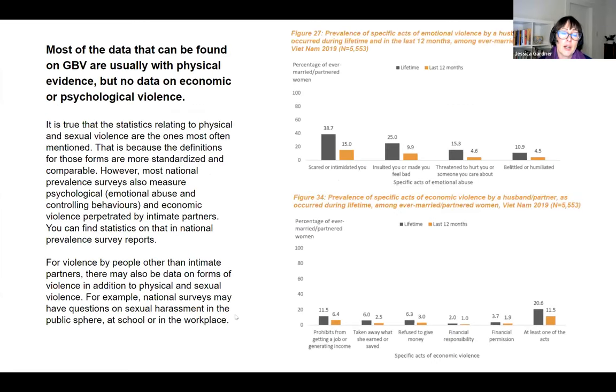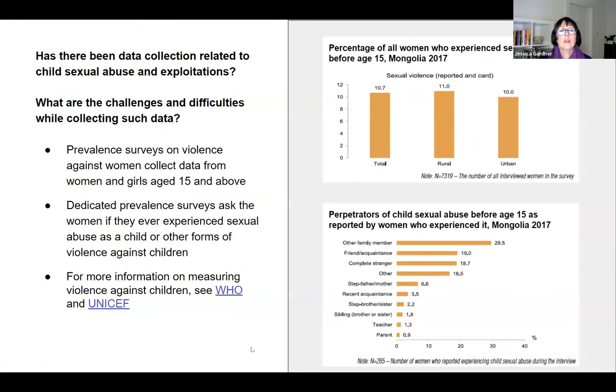Somebody observed that most of the data we were talking about yesterday was around physical or sexual violence, but not a lot about economic or psychological violence. I wanted to emphasize that in the prevalence surveys, those forms of violence are also measured, as well as controlling behaviors. We often end up talking about physical and or sexual violence because the standards and definitions around those forms of violence are a bit more robust and comparable across countries. But the other forms of violence are incredibly important to understand people's experiences. So there are data on that.